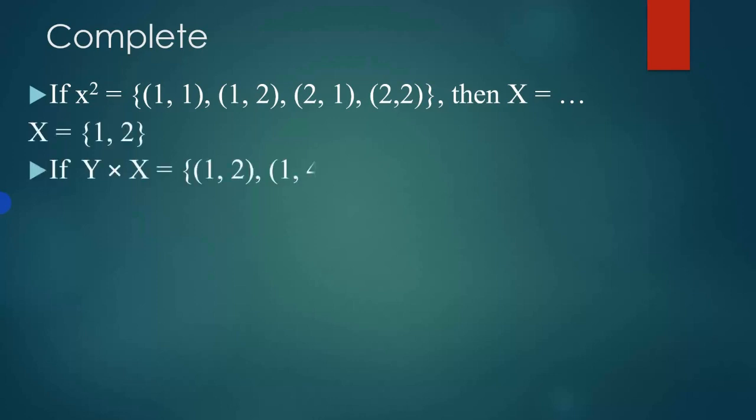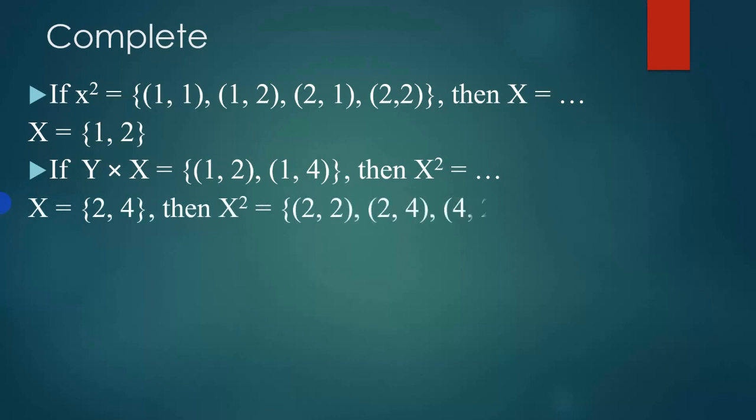Okay? If Y cross X is the set of (1, 2), (1, 4), then X2 equals. You may note that X is the second set. That means that the second projections are the elements of X, which are 2 and 4. So X is the set of 2 and 4. Now X2 is the set of (2, 2), (2, 4), (4, 2), and (4, 4).